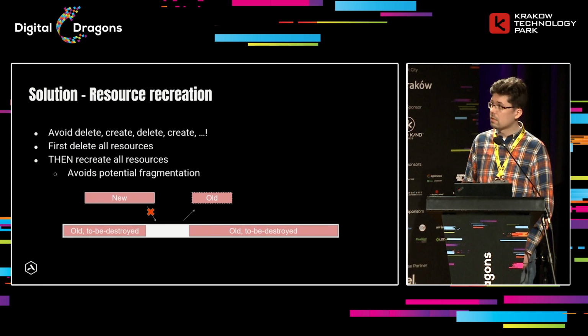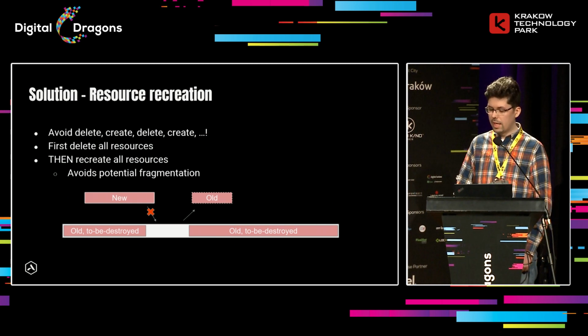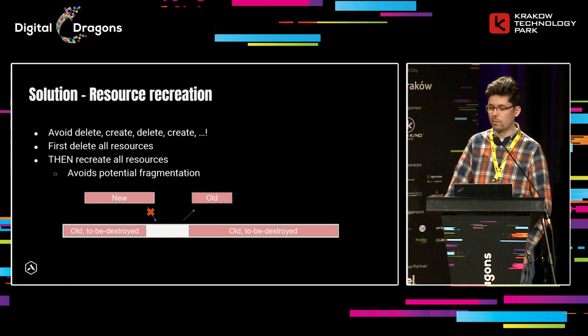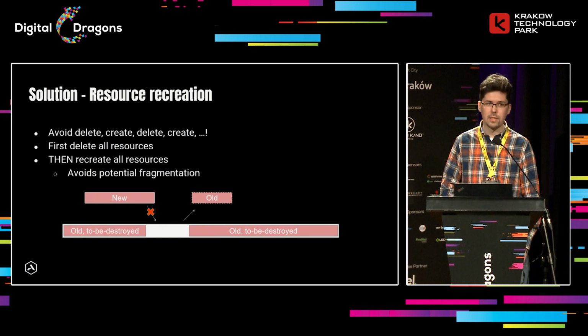It's worth mentioning that it's important to avoid a delete, create, delete, create kind of cycle. It's much better to delete all of the resources that you want to resize and then recreate all of the resources afterwards. The reason for this is to avoid fragmentation and unnecessary load on the memory allocators. Simply, if you delete a small resource and then try to fit it in between two older resources that are to be destroyed anyway, you just run the risk of extra fragmentation.